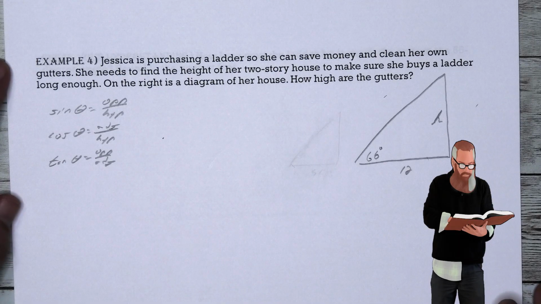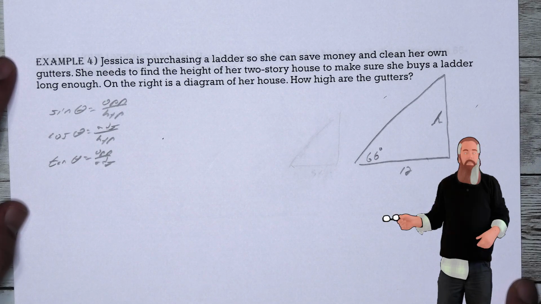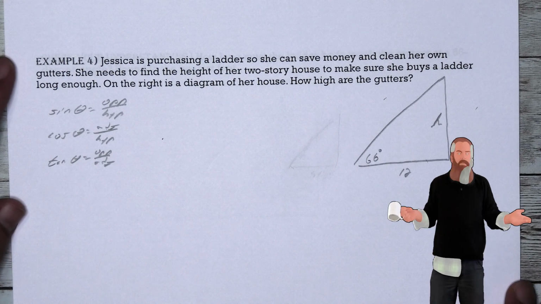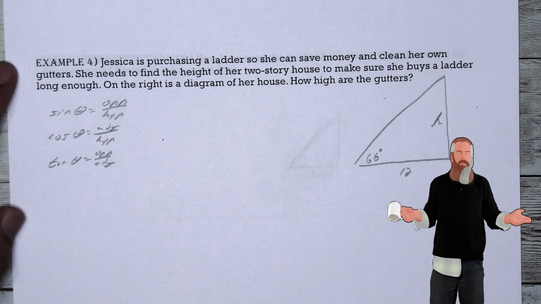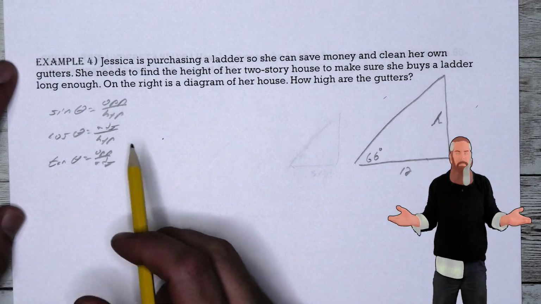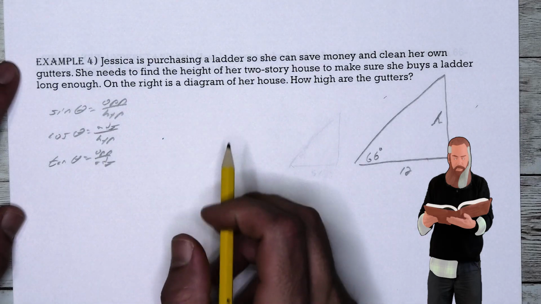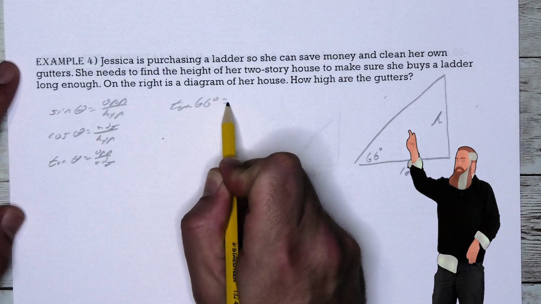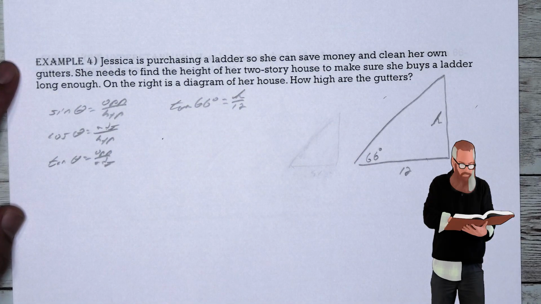To find the height of the gutters, Jessica needs the side opposite angle A, and it's easy for her to measure along the ground to the foot of the ladder, which is segment AK. These two sides tell her she needs to use the tangent ratio. So with the tangent of the angle being the opposite over the adjacent, we can say that the tangent of 66 degrees is equal to the height divided by 12.